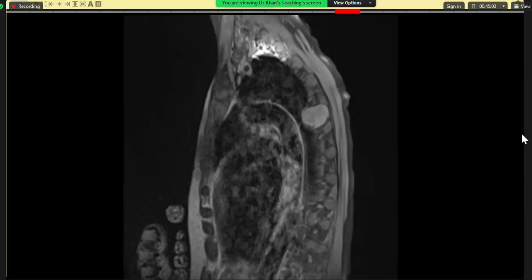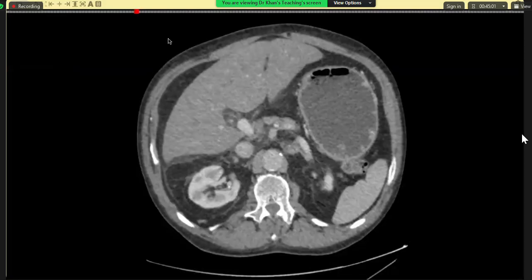Okay, now I will show you the next case. This is your next case. This is a 69-year-old male, and the patient presented with acute abdomen. Over to you. Just concentrate on the upper abdomen.